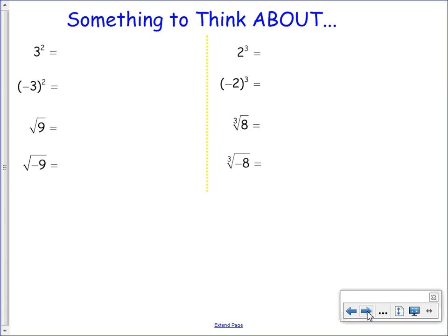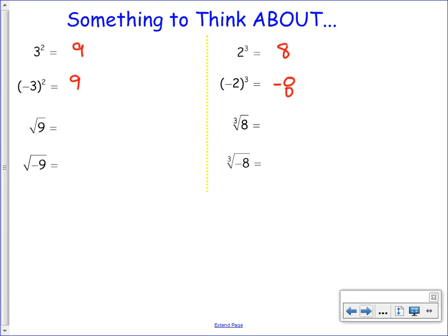Here we go. Take 3 to the second power. What is that? 9. Very good. Negative 3 to the second power is 9. If we do the same thing for an odd power, like 2 to the third power is 8, but negative 2 to the third power is negative 8.